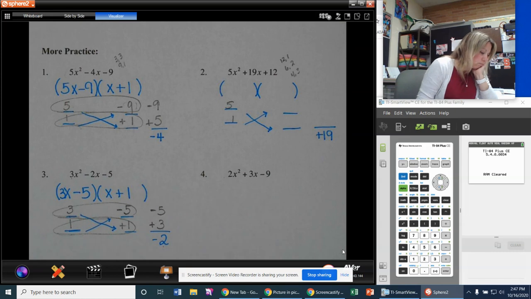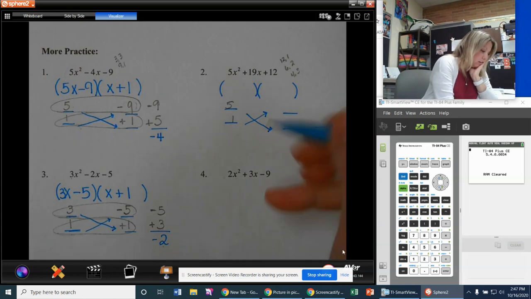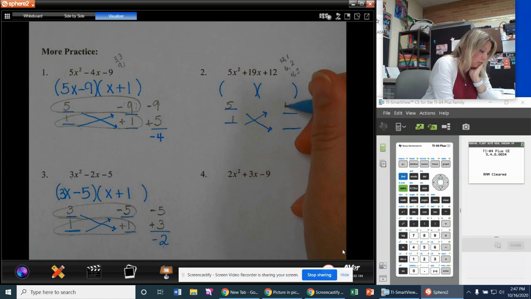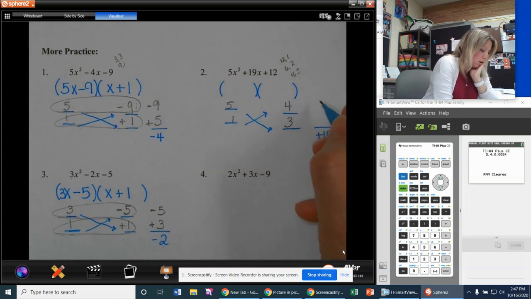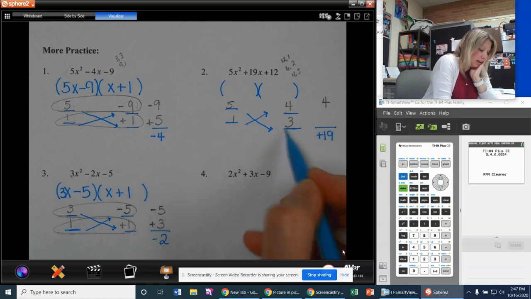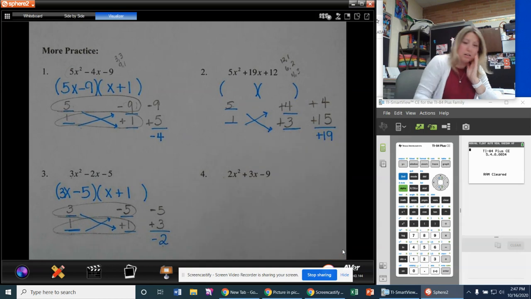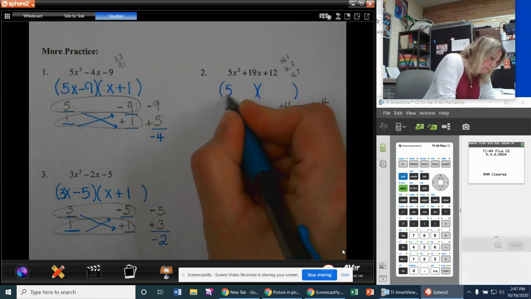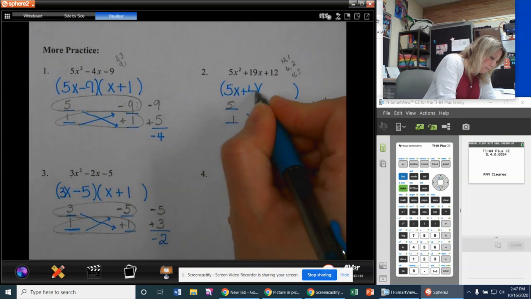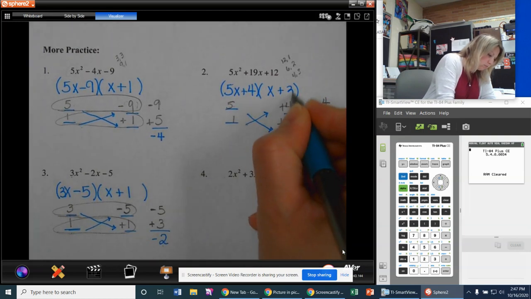All right. We need to get 19. 4 and 3. Well, let's see. We're adding to get 19, so let's try it. 4 and 3, right? 1 times 4, 5. Yeah, look at that. Because if these are both positive, that adds up to 19. Huh. Well, that was a lot quicker than I thought it was going to be. 5x plus 4 and 1x plus 3.